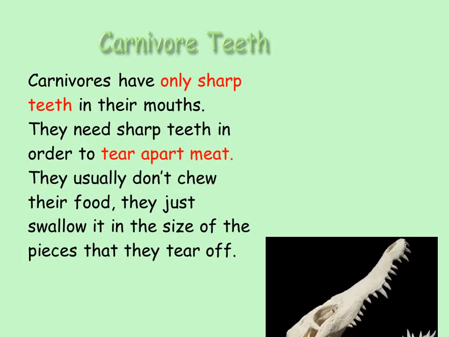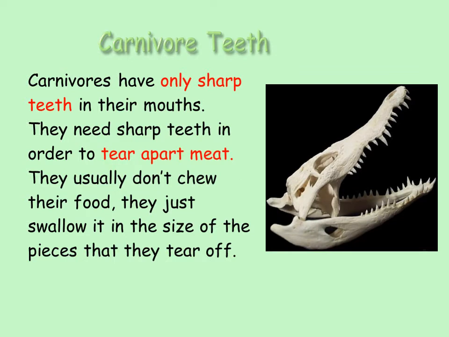Carnivores have long, pointed, sharp teeth in their mouths. They need sharp teeth in order to tear the flesh of the other animals. They usually don't chew their food, they just swallow it in the size of the pieces that they tear off.